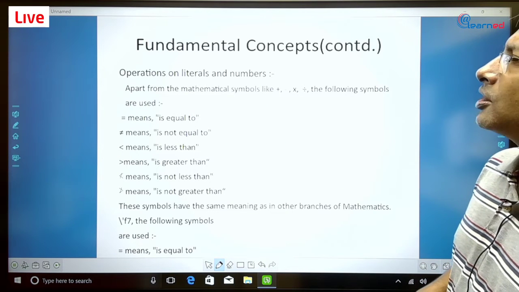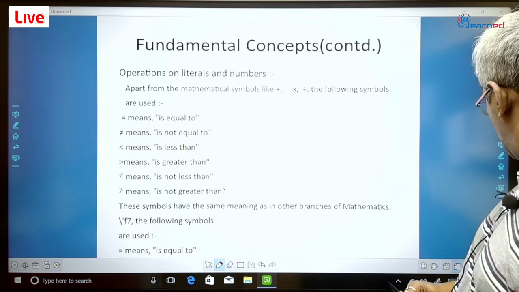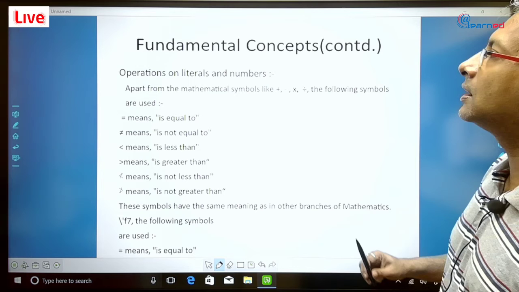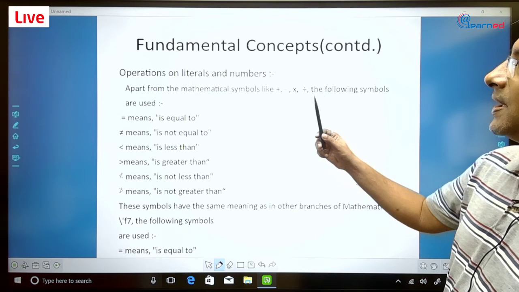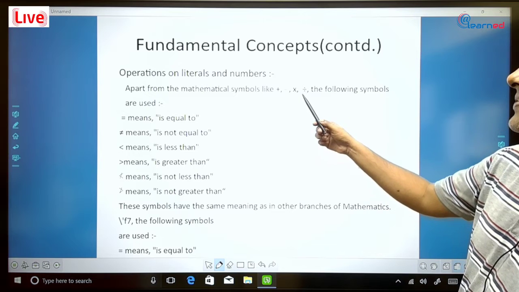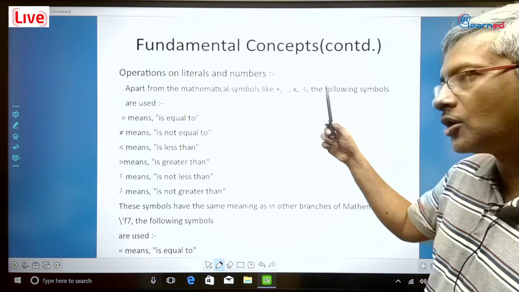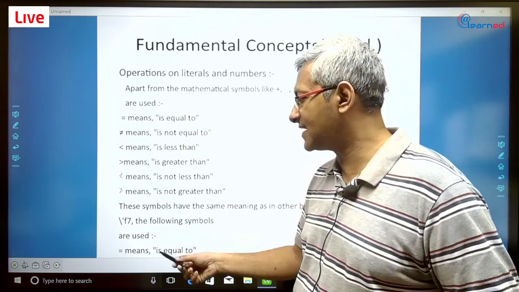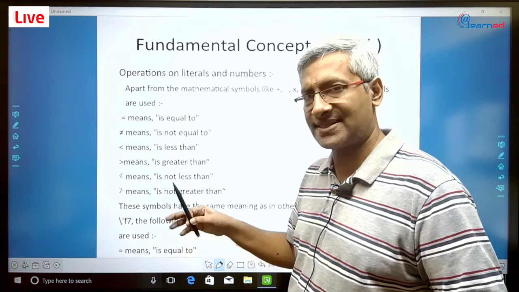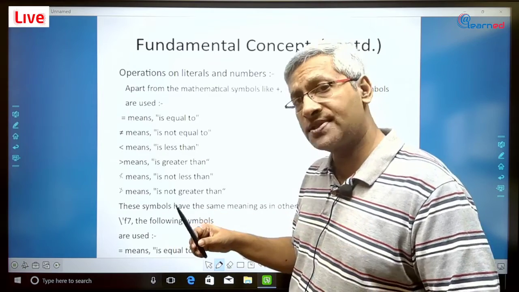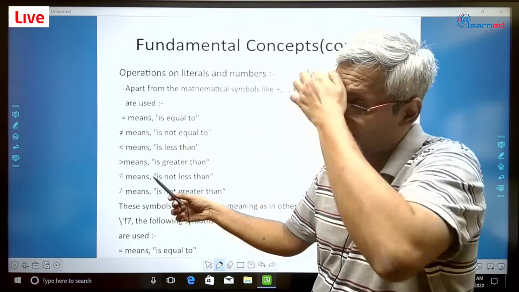Now operations can be carried out on literal symbols. So apart from the mathematical symbols like plus, minus, multiplication, division, the following symbols are also used. We can also use this kind of symbols, though we will not deal with them in class 6, but they can be used in higher algebra. So this is just for your knowledge.